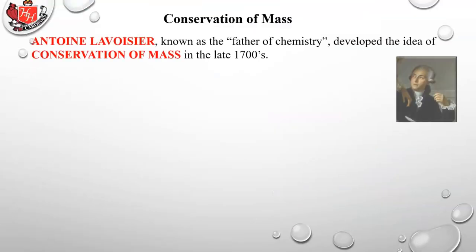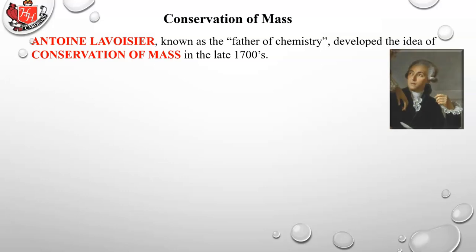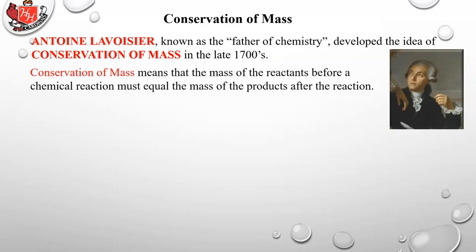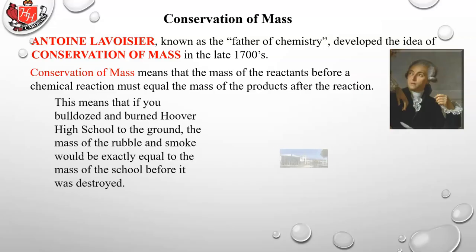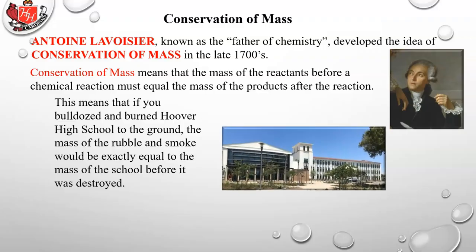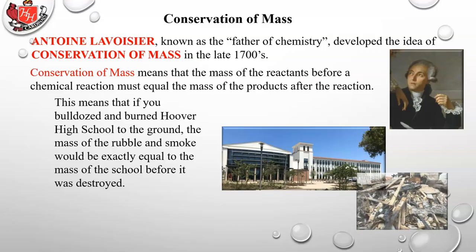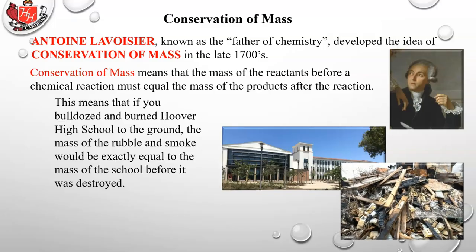Antoine Lavoisier, known as the father of chemistry, developed the idea of conservation of mass in the late 1700s. Conservation of mass means that the mass of the reactants before a chemical reaction must equal the mass of the products after the reaction. So this means that if you bulldozed and burned Hoover High School to the ground, the mass of the rubble and smoke would be exactly equal to the mass of the school before it was destroyed.